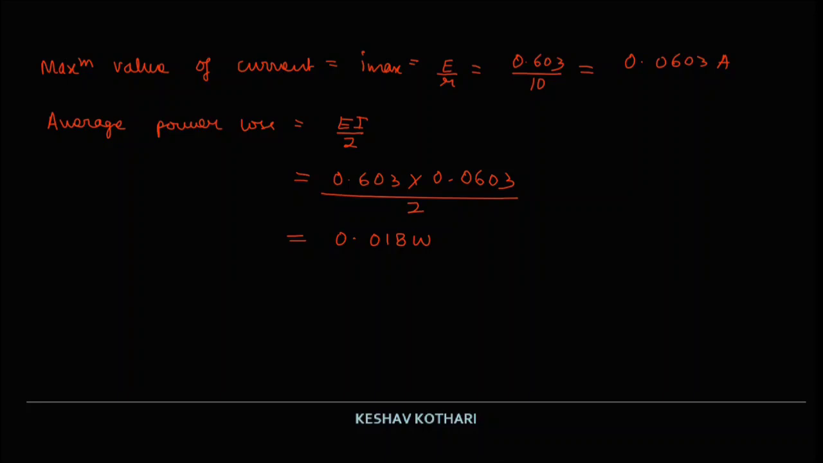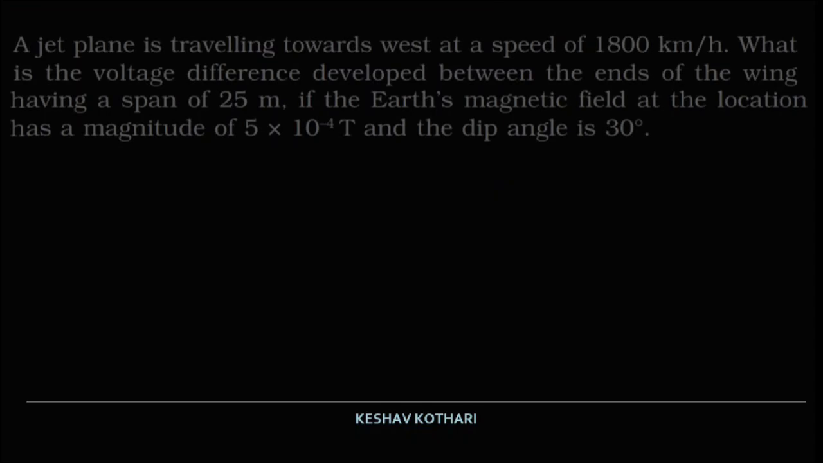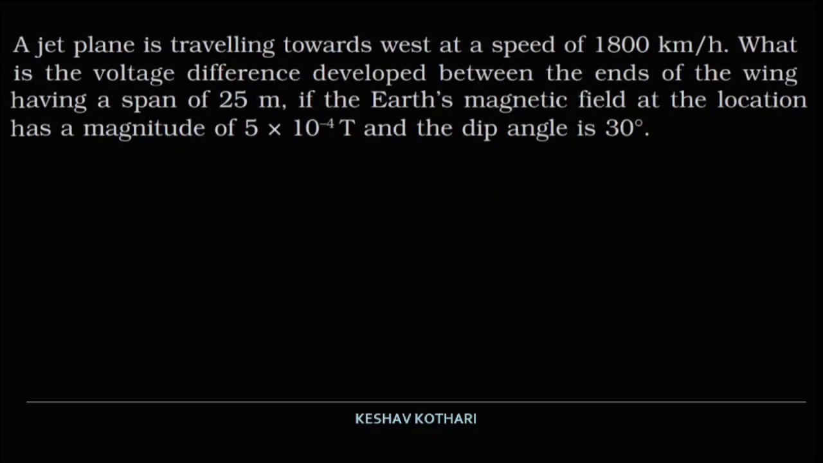So we are dealing with the next problem. This time the problem is stating a jet plane is traveling towards the west at a speed of 1800 km per hour. What is the voltage difference developed between the ends of the wing having a span of 25 meter if the Earth's magnetic field at the location has a magnitude of 5 into 10 to the power minus 4 Tesla and dip angle 30 degree?